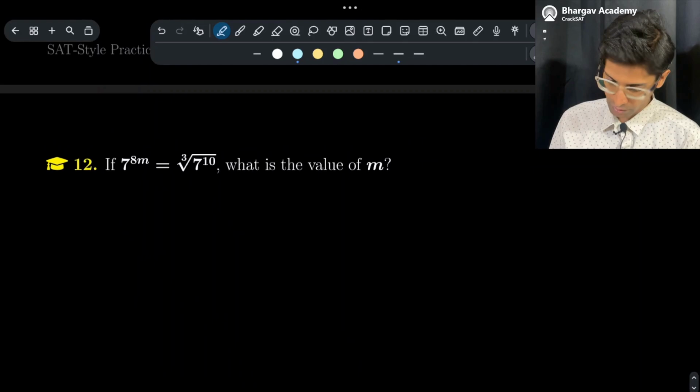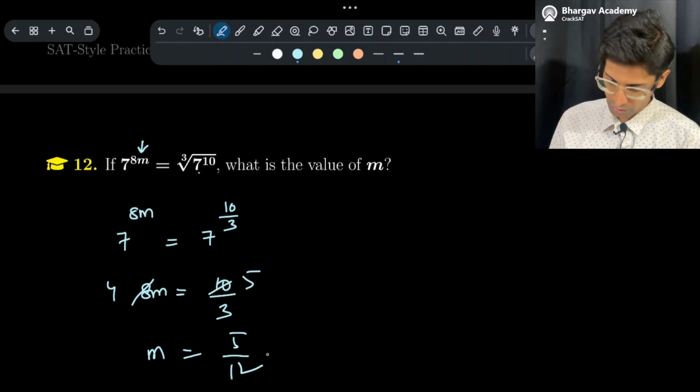What is the value of m? Where is m? M is sitting here. Because the bases are the same, I can happily equate the powers. So 8m is equal to 10 by 3. 2 4s are, 2 5s are, m is equal to 5 by 12. That's the answer.